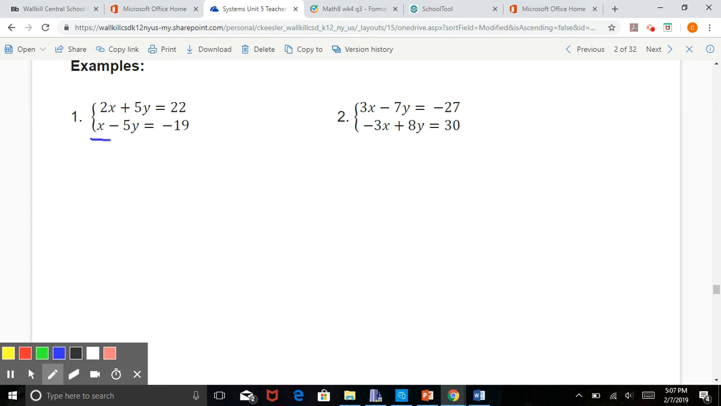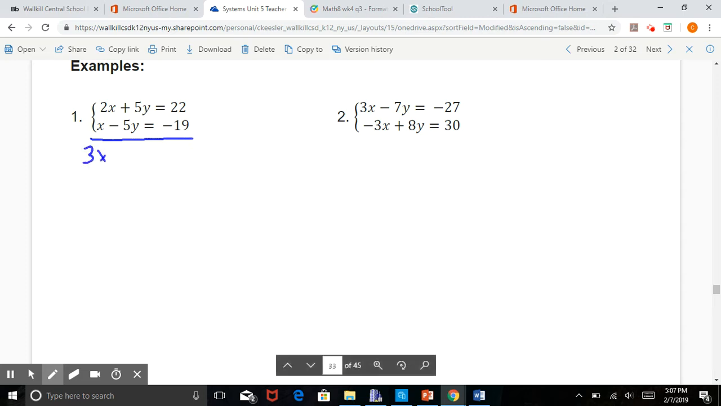So we can draw a line underneath to show that we're going to be adding these two equations together. 2x plus x is 3x. Positive 5y and negative 5y cancel out. And 22 minus 19 is 3. So now we have a very simple equation that we can solve. 3x equals 3. We divide both sides by 3. And x equals 1.